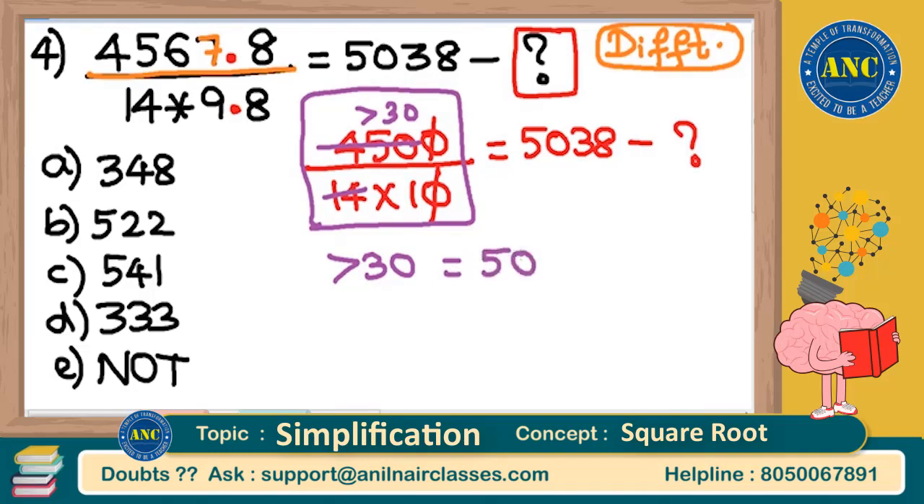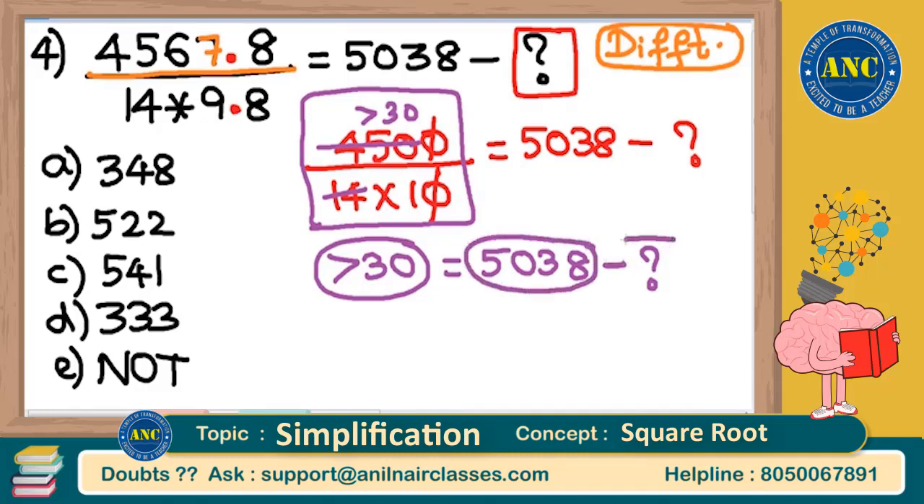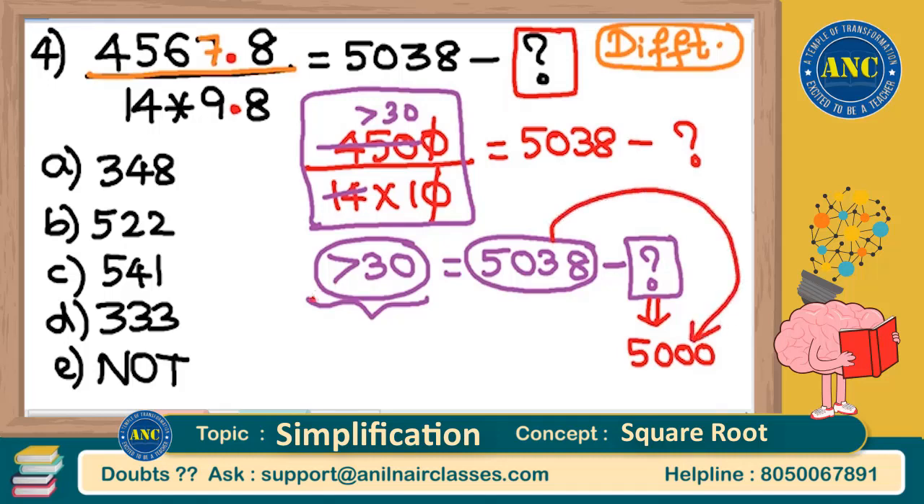The right hand side is 5038 minus question mark. Now, I want to get the left hand side as 30. Assume it as 30 itself. This right hand side is somewhere around the 5000 range. 5038 minus something should give me 30. That means this something should be in the range of 5000s only, because 5038 minus 5000 is only in the range of 30s, right? That means the question mark should be in the range of 5000s.